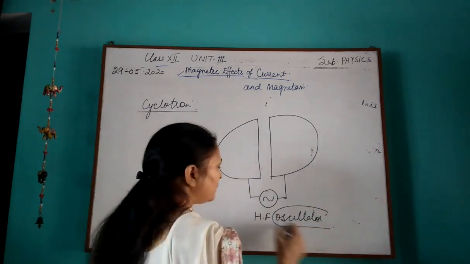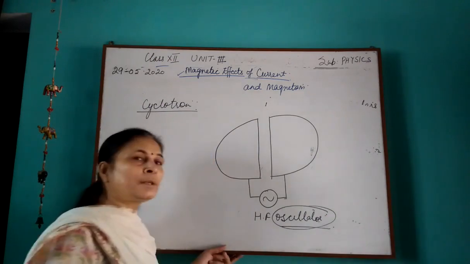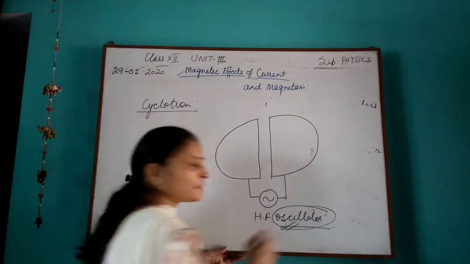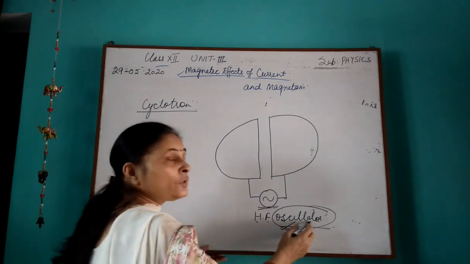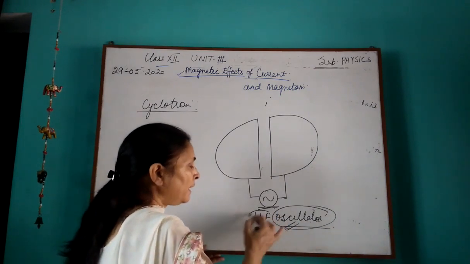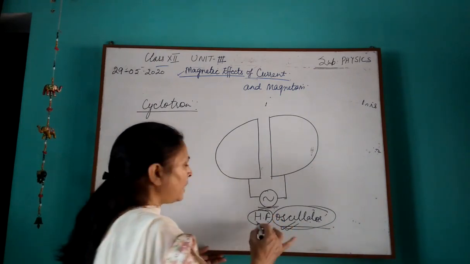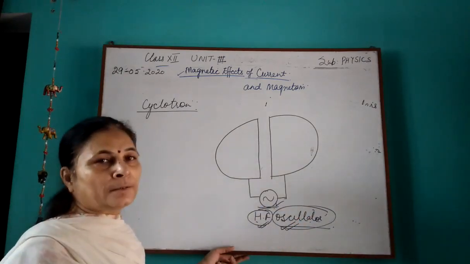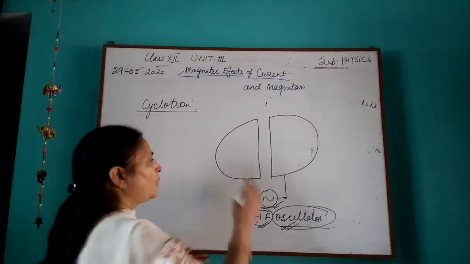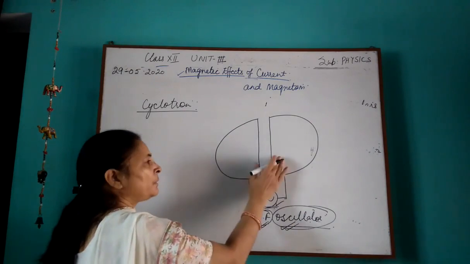Here the word oscillator is being used. You have not studied oscillators yet, but you know what oscillations are. And since it is a high frequency oscillator, it means the electric field will be changed at very high frequency using this oscillator. That means one time if this is positive, this will be negative.